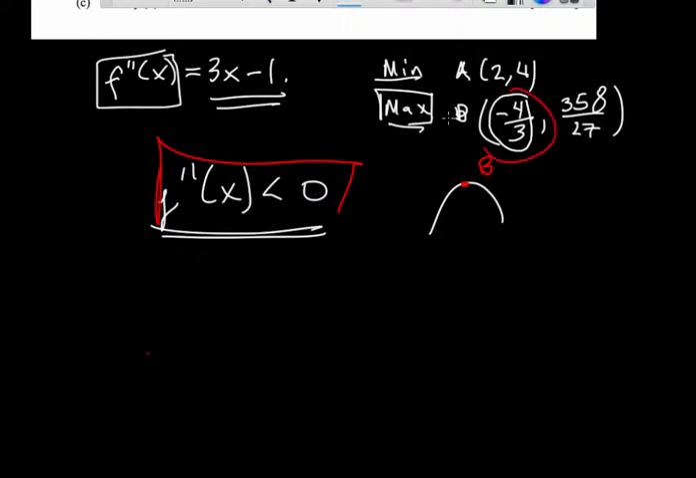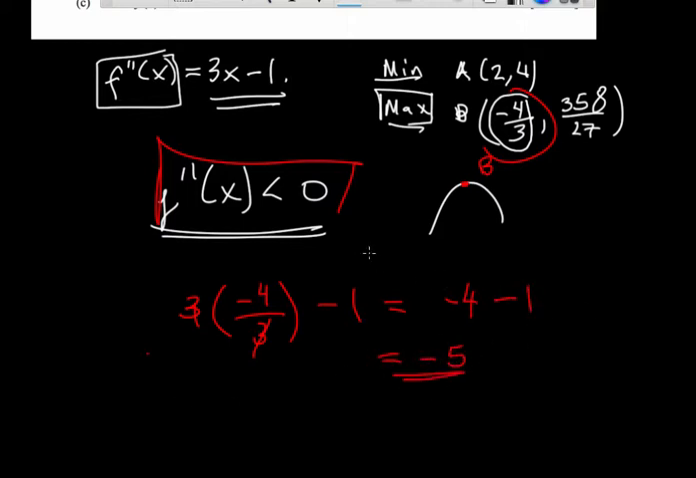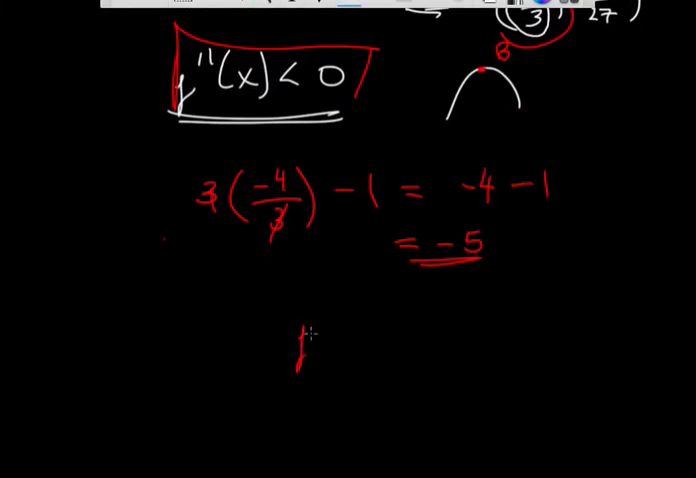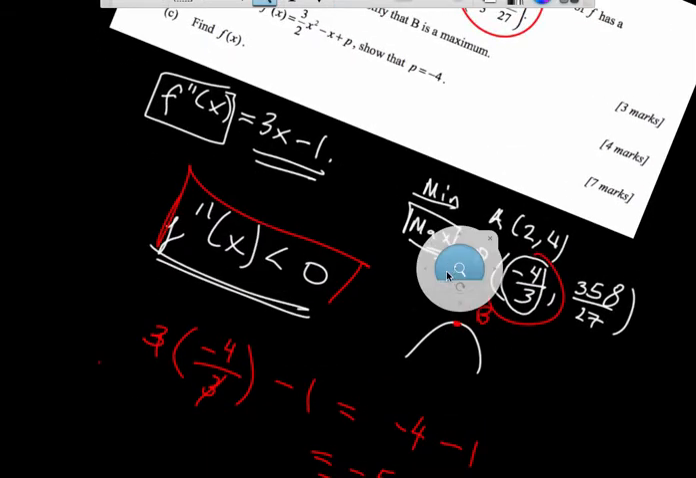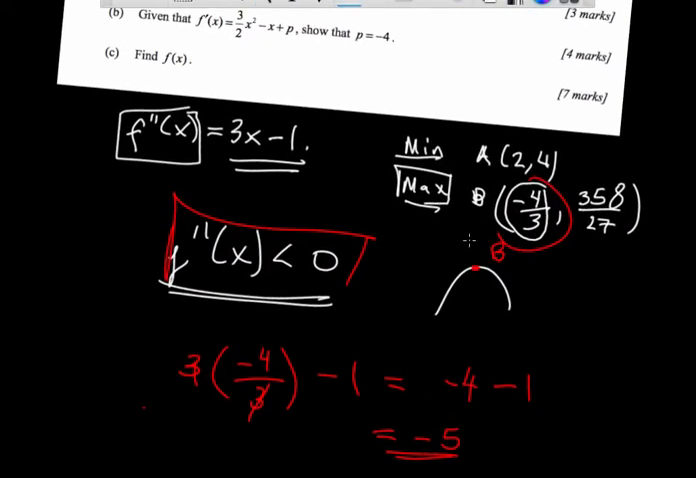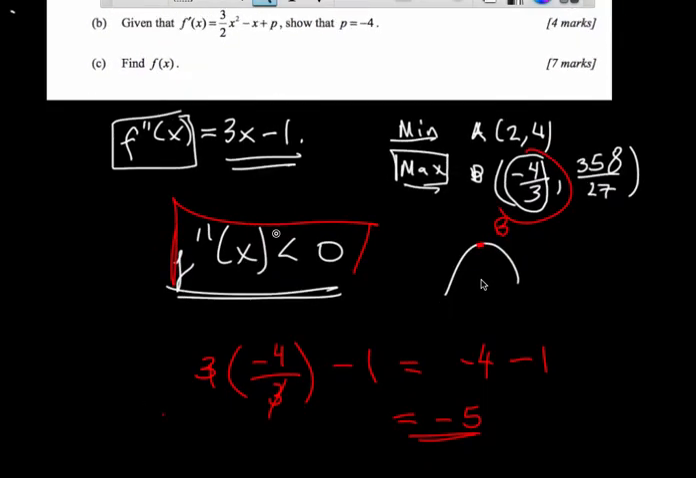We put this value for x into there. So 3 times minus 4 over 3, minus 1, is equal to minus 4, because the 3's cancel, minus 1, which equals minus 5. Therefore, you can just say that because the second derivative is negative, this implies that it's a maximum. And that's it. That's all the marks for that question. It's really a simple thing to do, but it just took me a while to explain why it works in that way. But if you just did it straight away, it would take you literally 20 seconds.